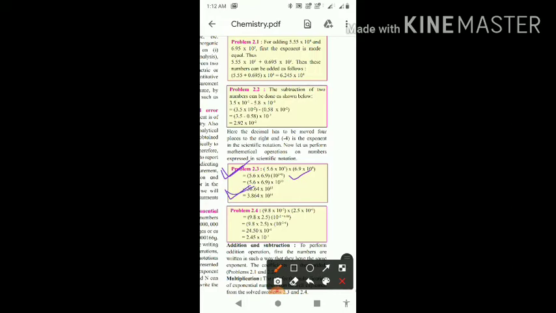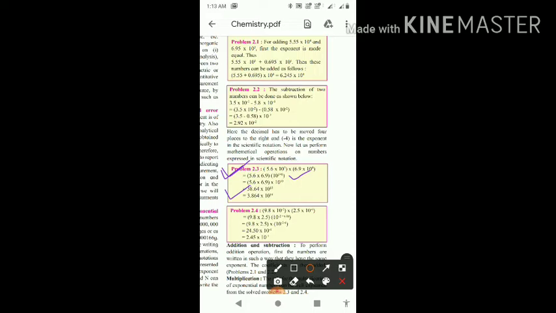Similarly, one more example is there in case of multiplication. First 9.8 into 10 raised to minus 2 is there, and we have to consider the second number as 2.5 into 10 raised to minus 6. Again we have to add the powers. Minus 2 minus 6 becomes minus 8, isn't it? And 9.8 into 2.5 becomes 24.50 into 10 raised to minus 8. Or you can also write 2.45 into 10 raised to minus 7.